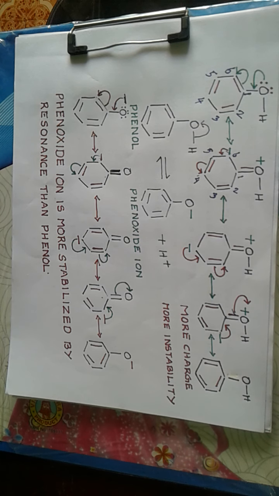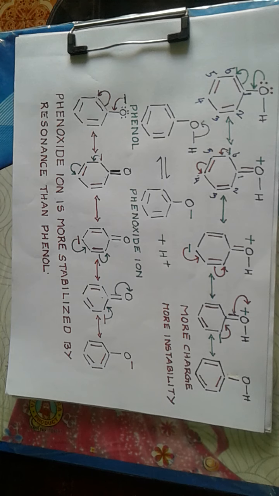Now the thing is that the phenol resonating structures contain two charges. Now separation of charges and the increase in the number of charges make the canonical structures unstable. So two charges means instability is high, whereas phenoxide contains only one charge. So compared to the canonical structures of free phenol, the phenoxide canonical structures are more stable because the number of charges is decreased in phenoxide. So we say phenoxide is more stabilized by resonance than phenol.